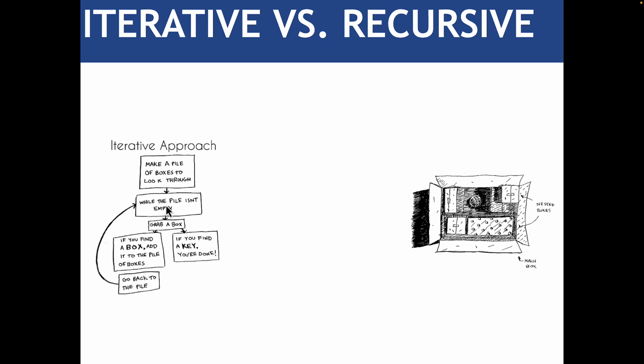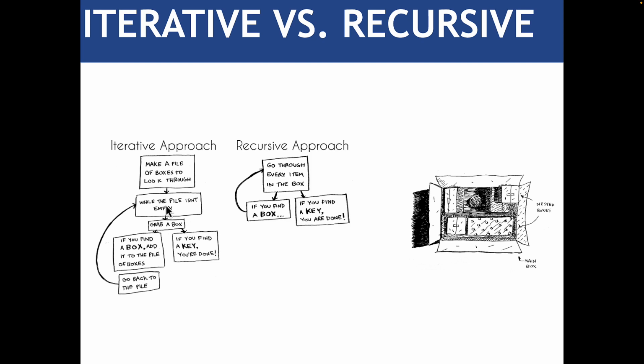Is it clear? Yes. Now, how can we do that differently in programming? Is using a recursive approach. Look, it's simpler. It has less amount of code. Okay, we will say go through every item in the box. If you find the box, go back. If you find the key, you're done. There is no while loop. So you're going always to call the same method.